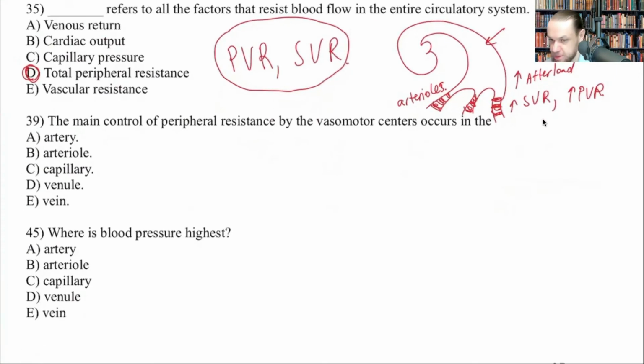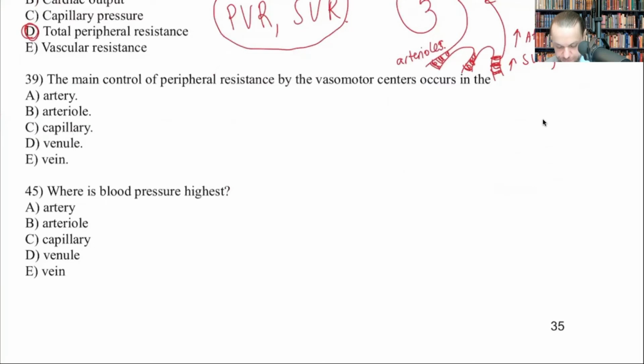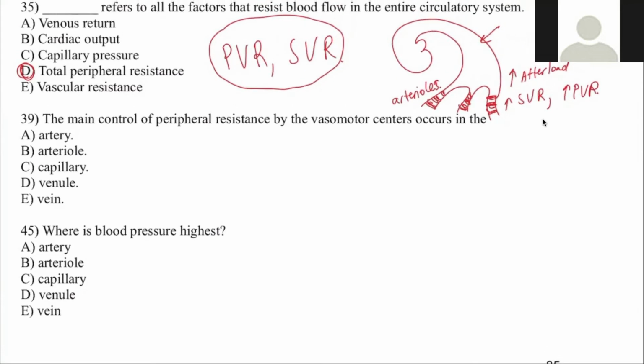Okay, 39 is Lindsay. The main control of peripheral resistance by the vasomotor center occurs in the... I wasn't sure about this one. I don't think it's capillary because they don't have muscle in them. I would guess either artery or vein. So here it's actually the arterial.